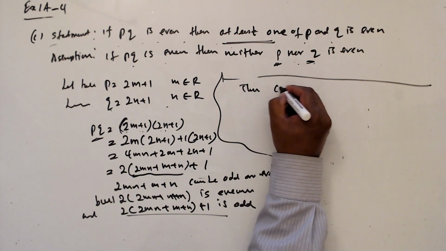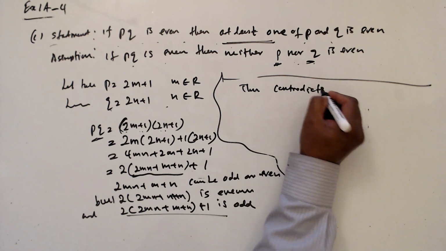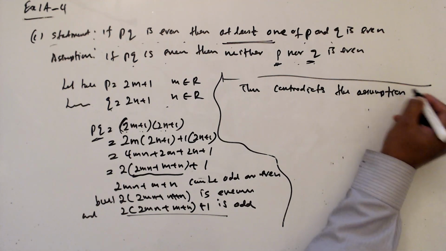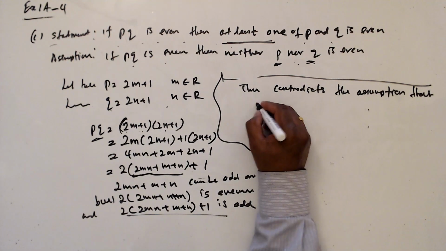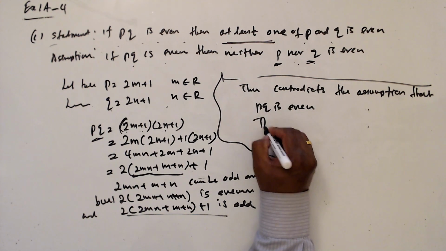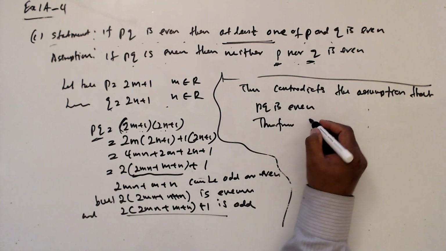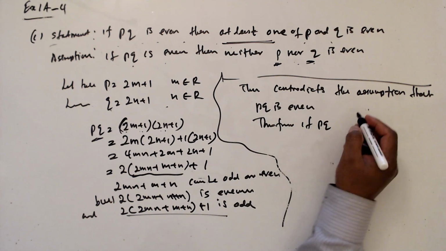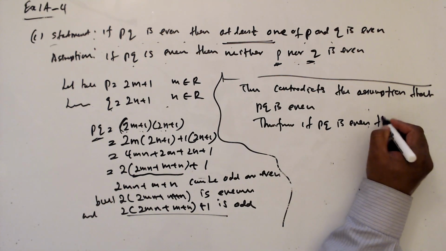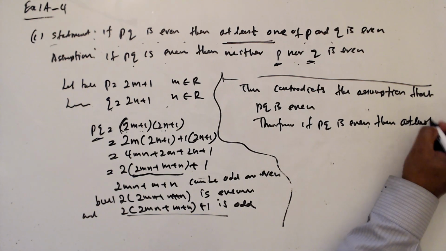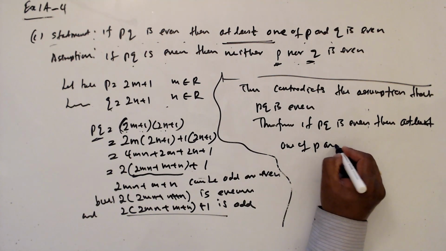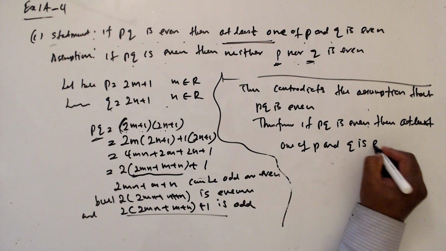This contradicts the assumption that PQ is even. Therefore, if PQ is even, then at least one of P and Q is even.